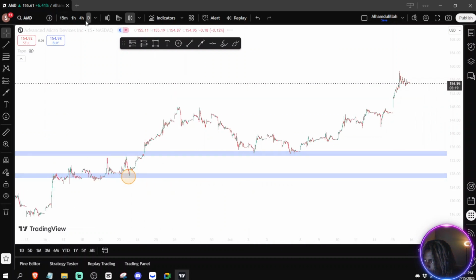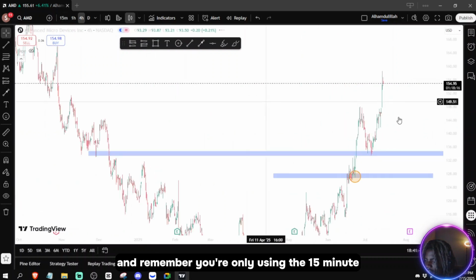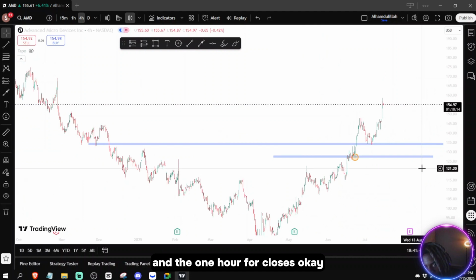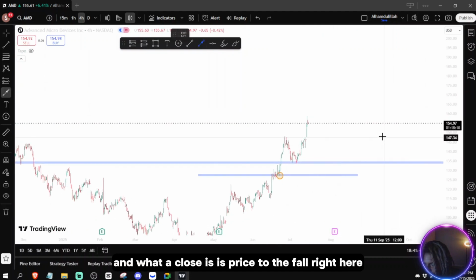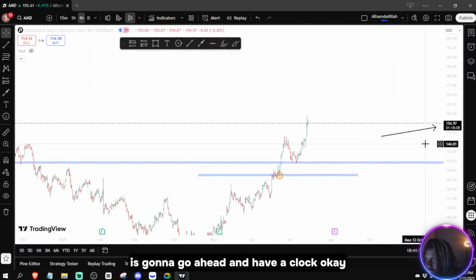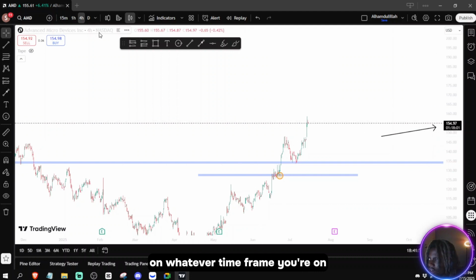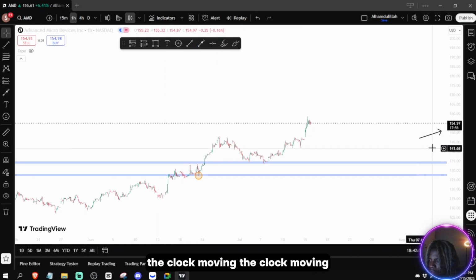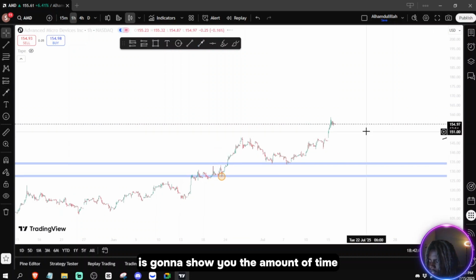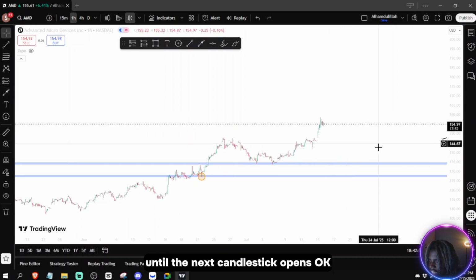Okay. And remember, you're only using the 15-minute and the 1-hour for closes. And what a close is: price, to the far right here, is going to have a clock. You can clearly see on whatever time frame you're on, whether the daily, 4-hour, 1-hour, or 15-minute, the clock moving to the far right. The clock moving is going to show you the amount of time until the next candlestick opens.